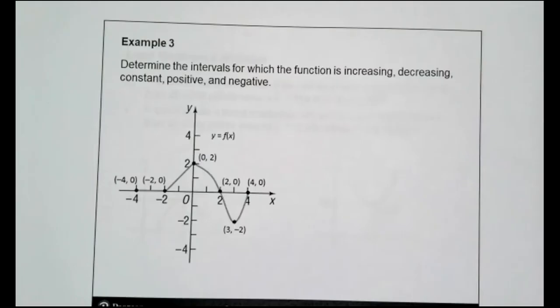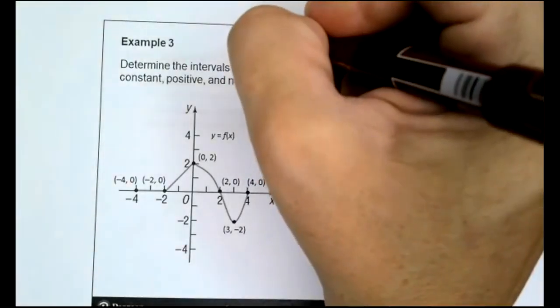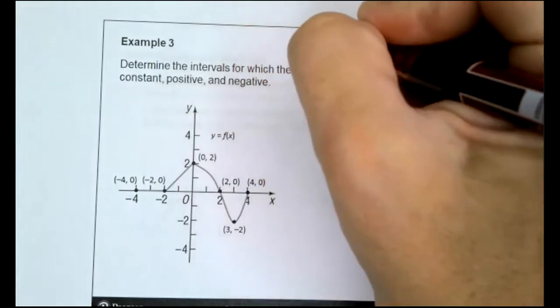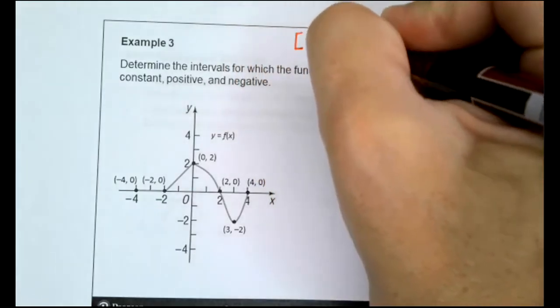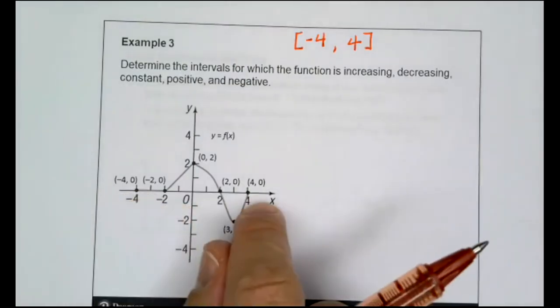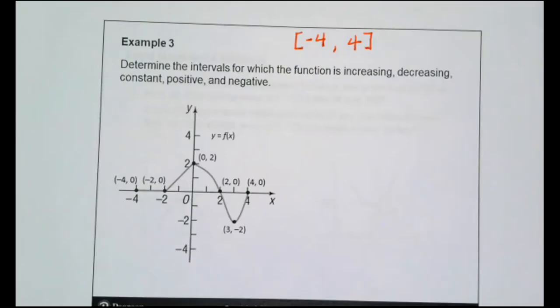Determine the intervals for which the function is increasing, decreasing, constant, positive, and negative. The whole graph is from -4 to +4. It's just hard to see because I printed in black and white. So it starts here, ends here. Okay, determine the intervals for which the function is increasing, decreasing, constant, positive, and negative.